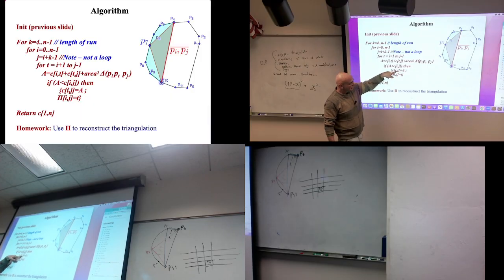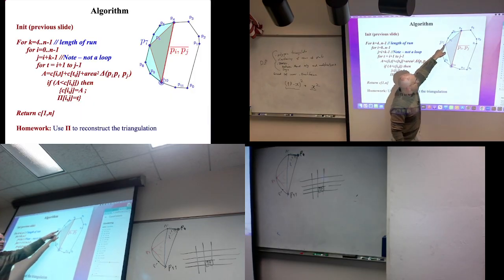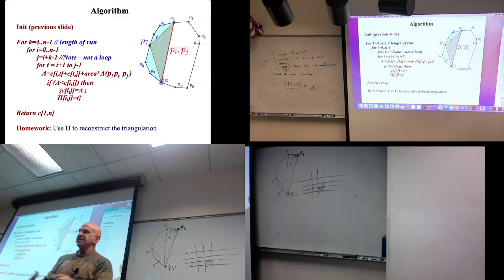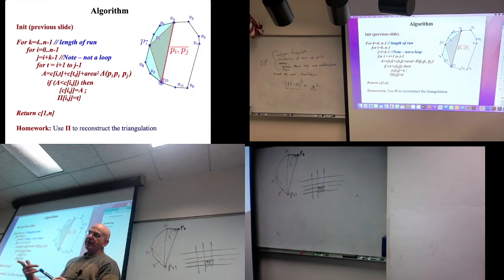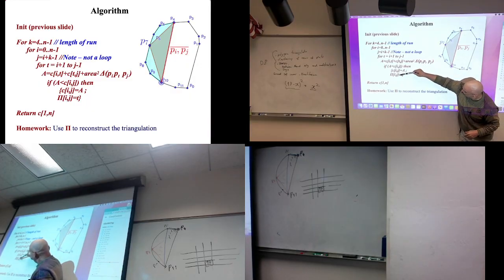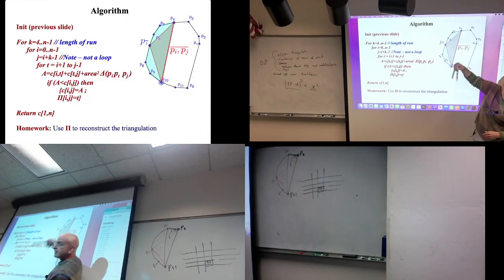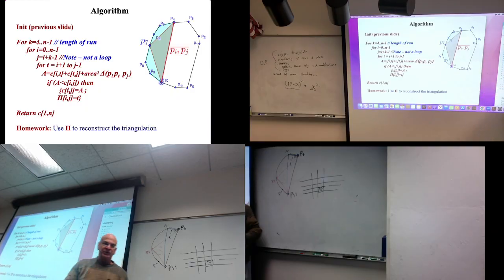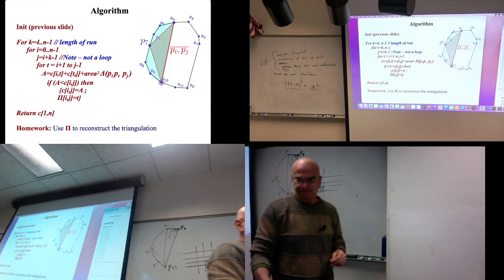What's not obvious to me is where the third vertex is that gives me this optimum value. I need to memorize it. For every ordered pair i, j, from i to j counterclockwise, I need to remember who the third vertex is that gave me the best solution so far.